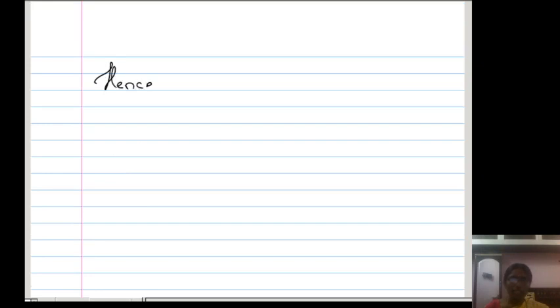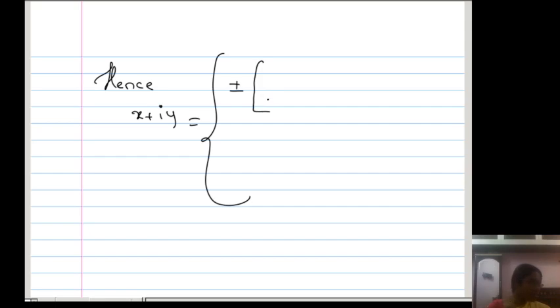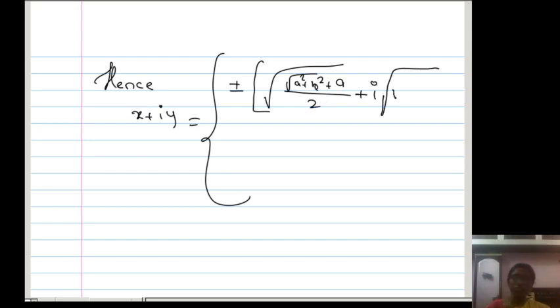Hence, what is our final answer? The square root of a complex number a plus ib, x plus iy, is equivalent to, how to write, plus or minus, what is x, already we have done, what is y. I am writing them combinedly here: under root of under root a square plus b square plus a by 2, plus i into under root of under root a square plus b square minus a by 2. Okay, this is the case if b greater than 0.